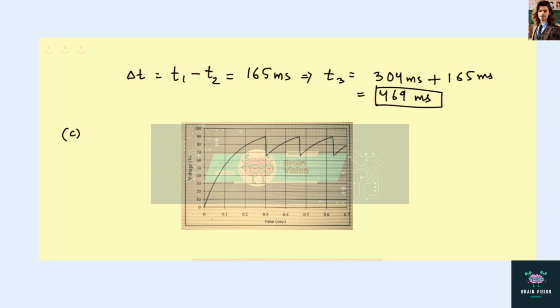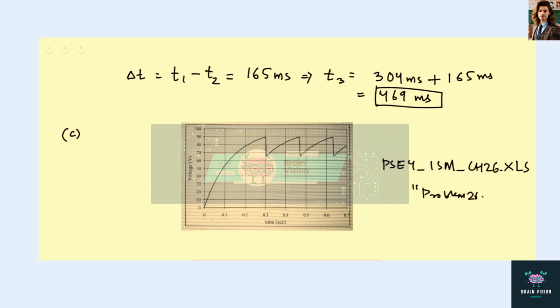And for the last part, the spreadsheet used for this problem can be found on the media manager with file name PSE4 underscore ISM underscore chapter 26 CH26, and the extension is XLS, and this can be found on tab problem 26.9c.